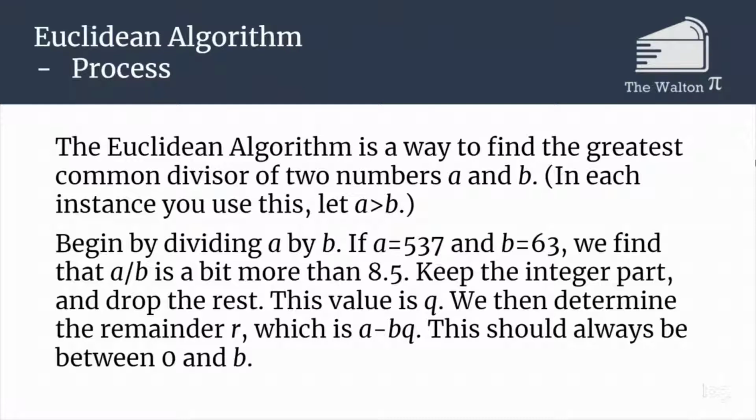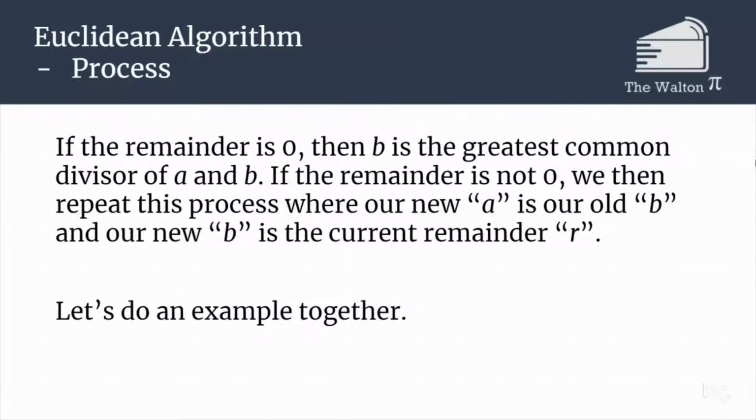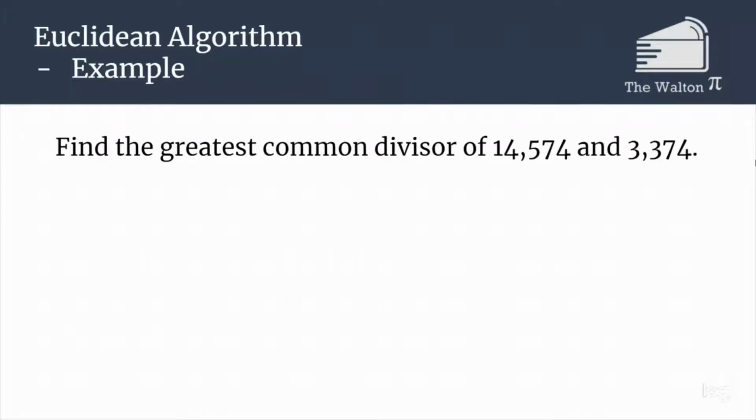If you think back to doing long division when you were younger, we have the q be what we get when we divide, and then we have our remainder piece, and that's going to be called r. And the remainder should always be between 0 and b. If the remainder is 0, b is going to be the greatest common divisor of a and b, because b divides into a. But if the remainder is not 0, then we're going to repeat this process with a new value of a, which is our old b value, and a new value of b, which is our current remainder r. So let's go through an example together.